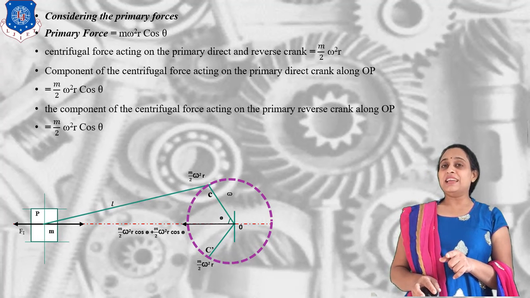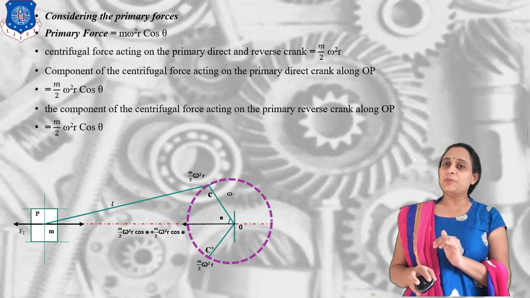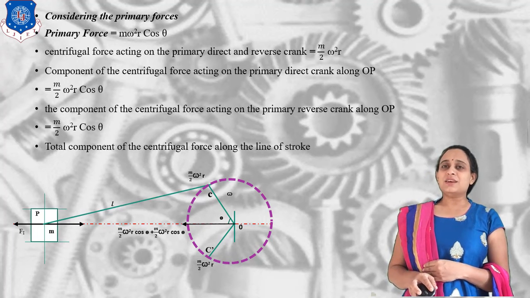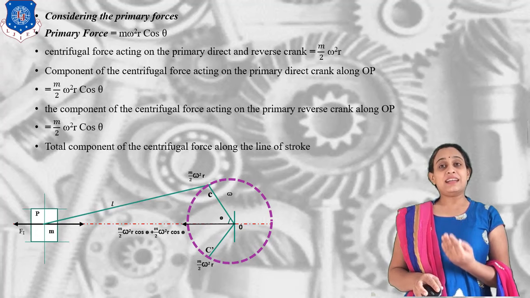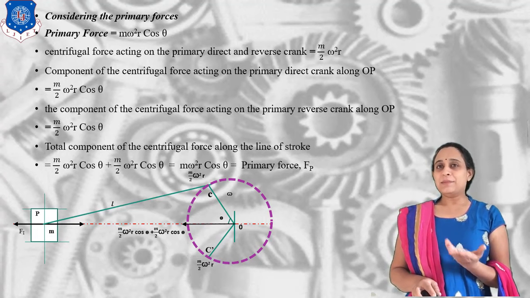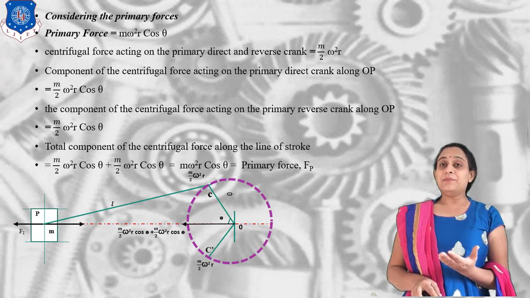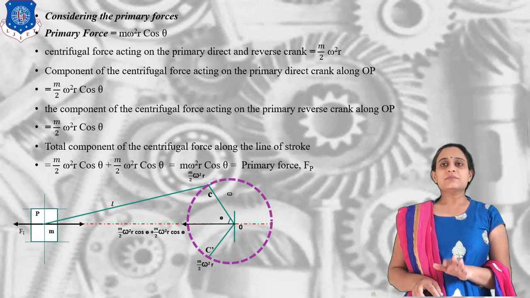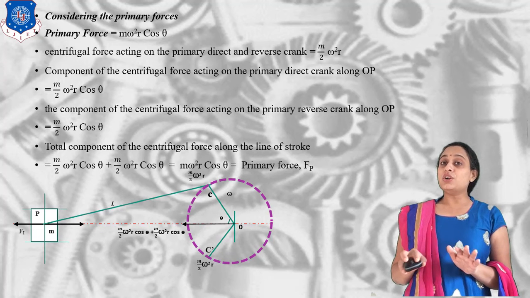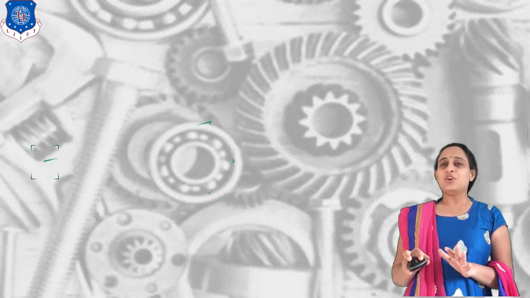Now, if you see the diagram, they both are in the same direction. It means m by 2 omega square r cos theta, both the values are in the same direction. So, let us have the sum of it. If we get the sum of both the values, what will we get? We will get m omega square r cos theta as it is, which is equal to the primary unbalanced force. It means if we reduce our mass, our unbalanced force will not change at all. It means we can use it by adding some modifications.